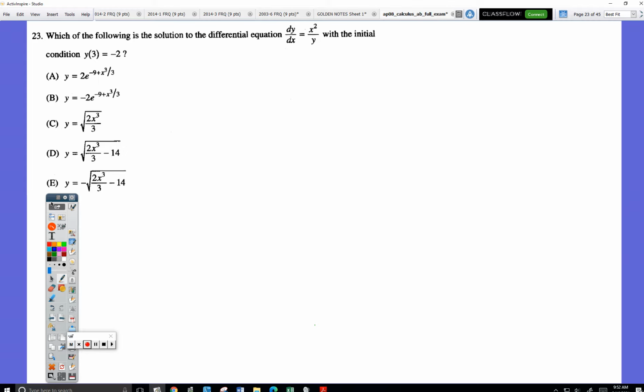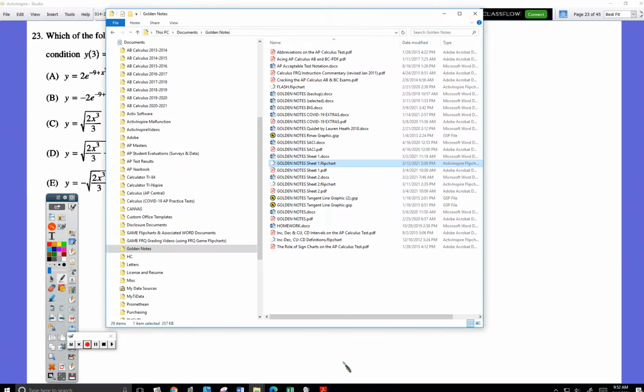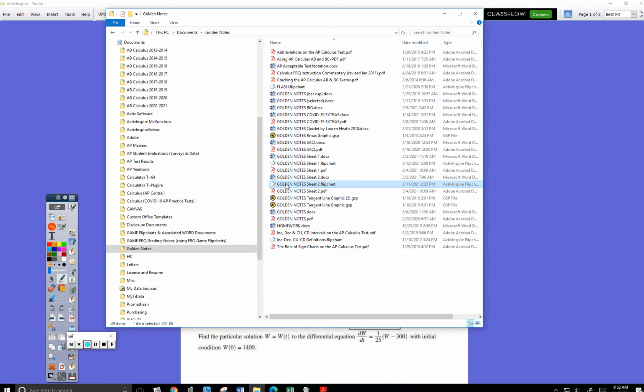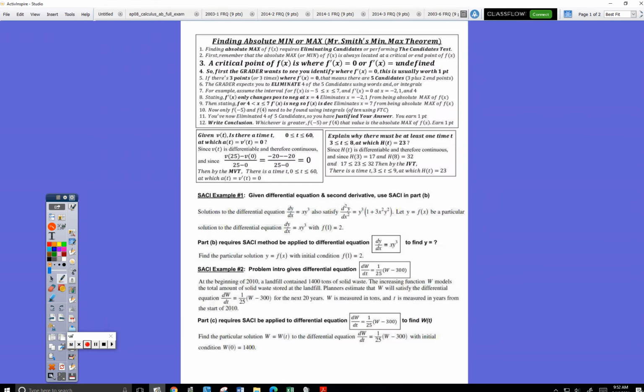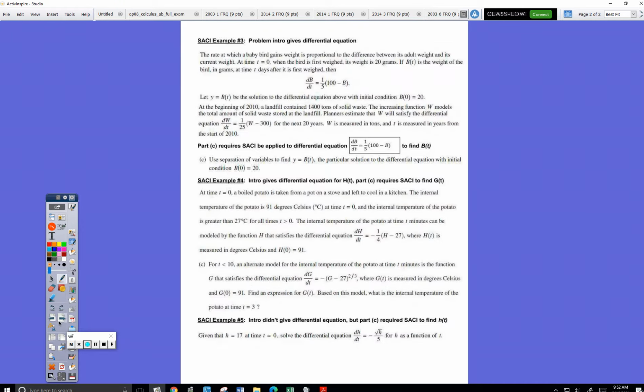I'm looking at this portion of the sheet, at all these examples. Sassy example 1, 2, 3, 4, 5. They give a lot of different examples of wording that is used on the AP test, but the wording always results in the same thing. They end up asking you to find the solution to a differential equation. You've just got to memorize the wording.